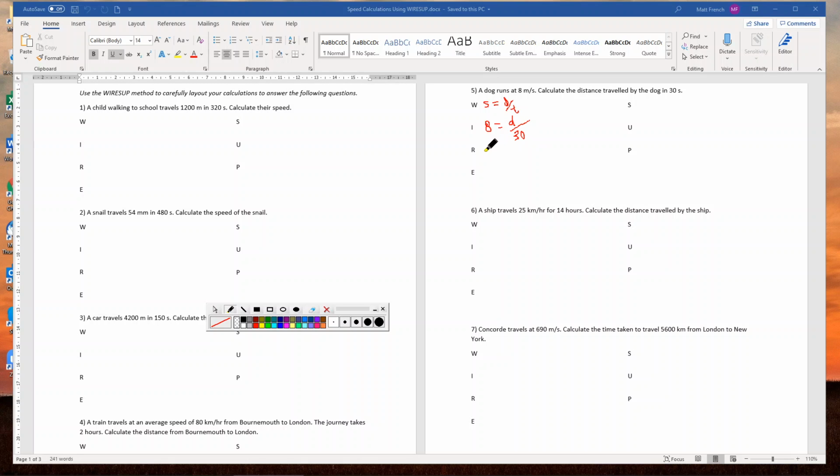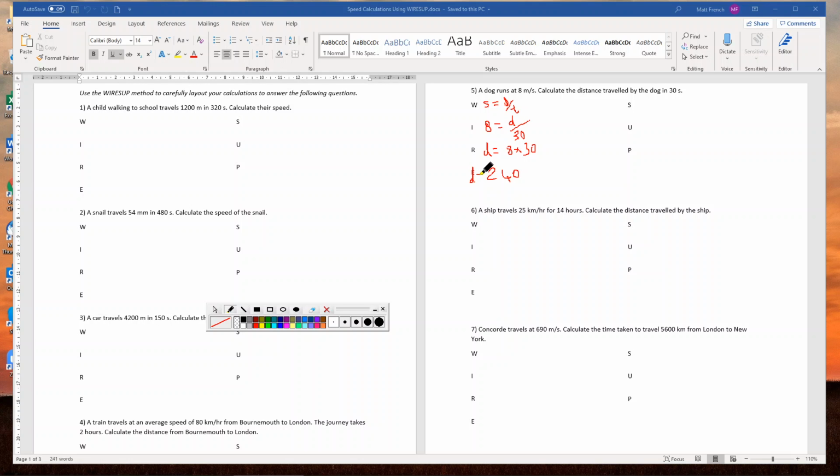So we need to do this rearrangement again. So how do we undo this divide by 30? Well, we multiply both sides by 30. So we're going to have 8 times 30. Okay. And then we need to evaluate that. So if we evaluate that, we'll get 240. Okay.